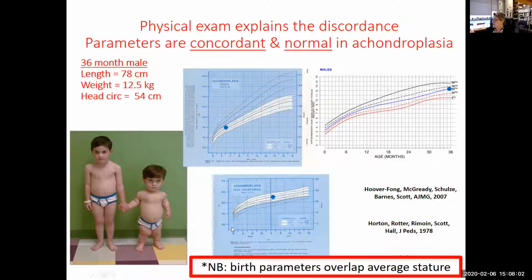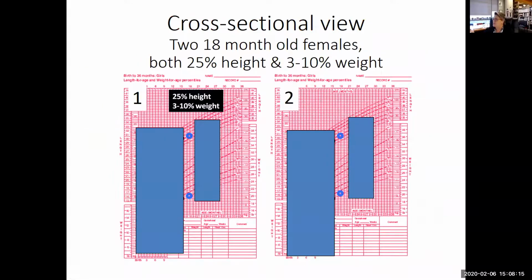And I wanted to bring up quickly here that birth parameters, even in achondroplasia, very often overlap. You can see here at birth in the height curve and in the head circumference curve that there's complete overlap. So it's not always incredibly obvious right at the very beginning.